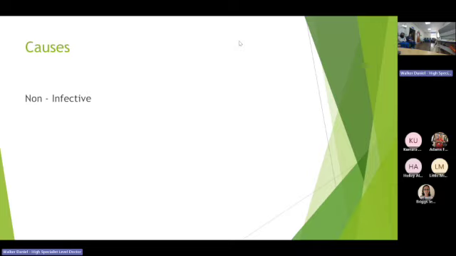So, causes: infective and non-infective. I'm sure you remember from medical school that non-infective is what we see most of, and most notably it is paracetamol overdose.